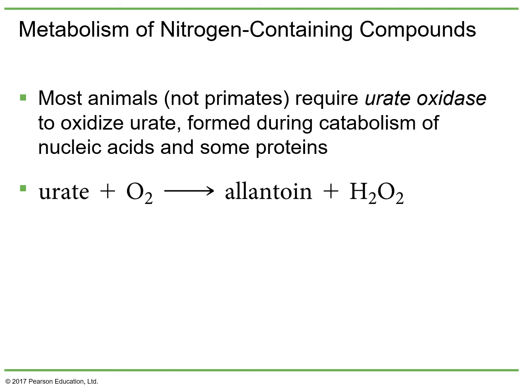Except for primates, most animals require urate oxidase, also called uricase, to oxidize urate. Like other oxidases, urate oxidase catalyzes the direct transfer of hydrogen ions from the substrate to molecular oxygen, thereby generating hydrogen peroxide.